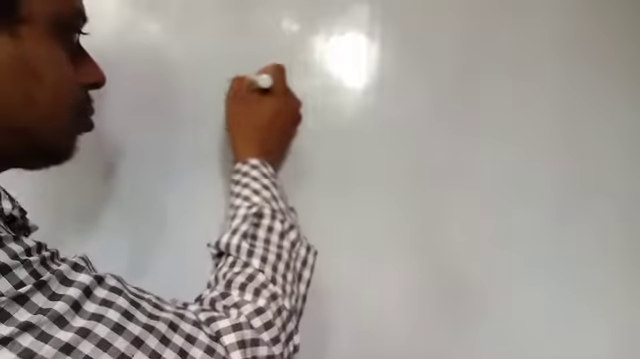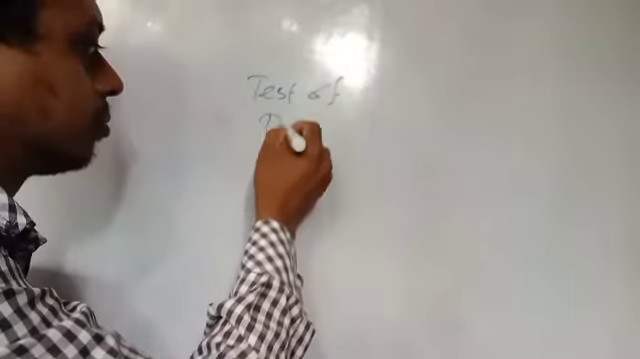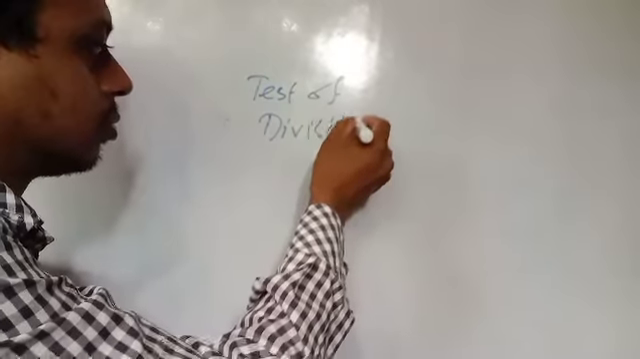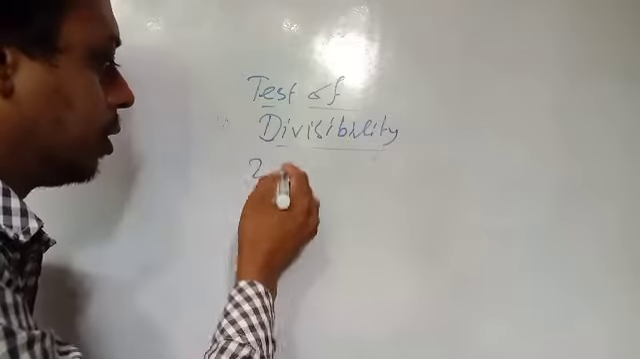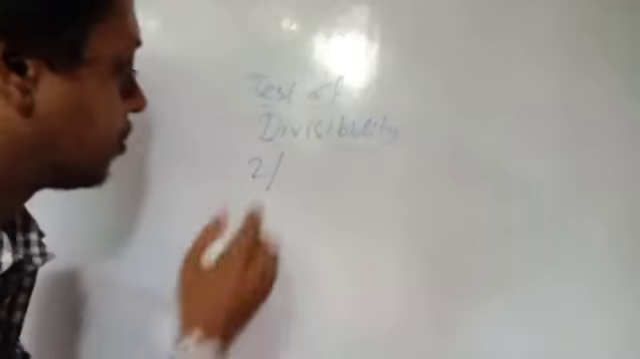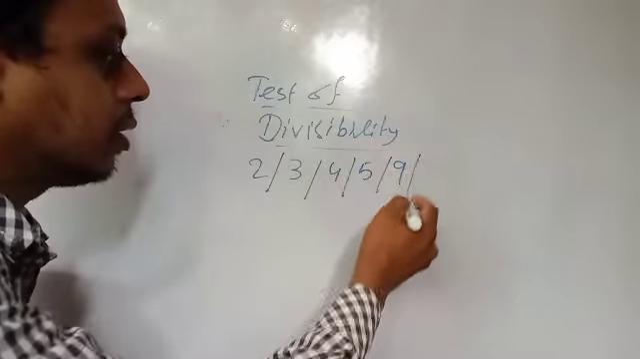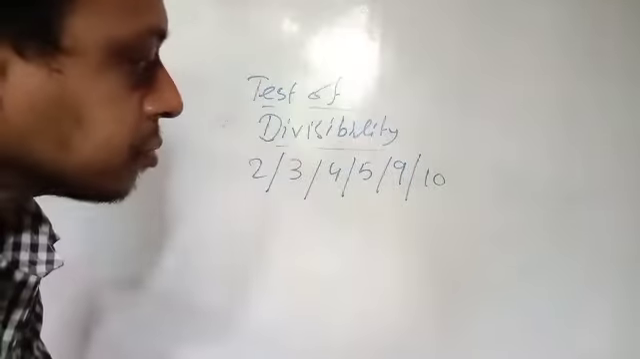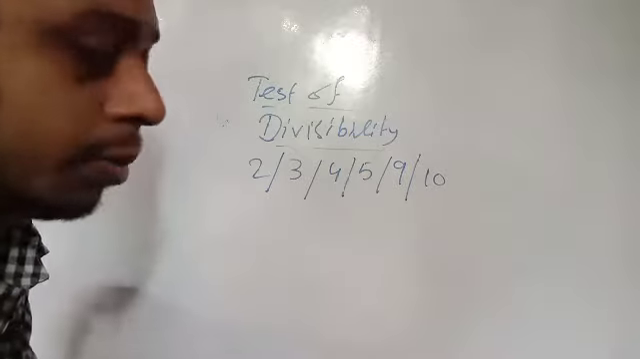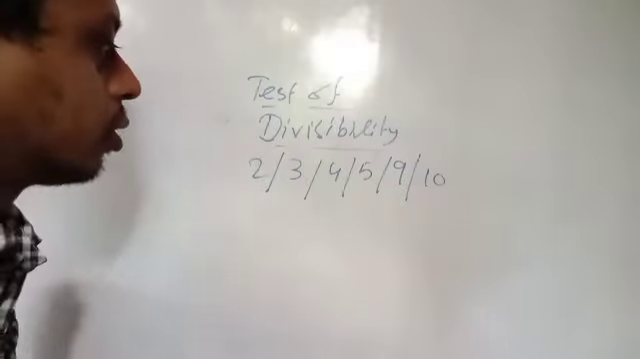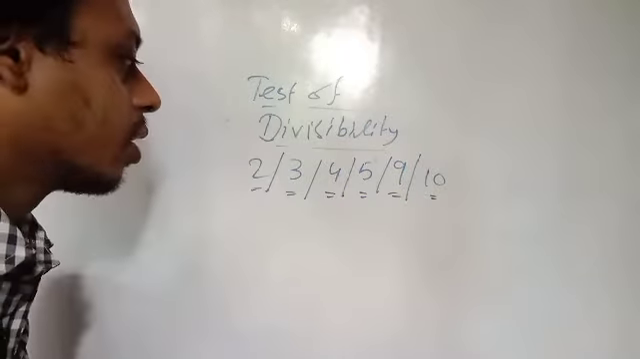Now, a test of divisibility. This is the topic today. Divisibility you have to test by 2, by 3, 4, 5, 9 and 10. Other numbers also we have, 6, 7, 8 also, 11 also we can do. But according to your syllabus, 2, 3, 4, 5, 9 and 10.